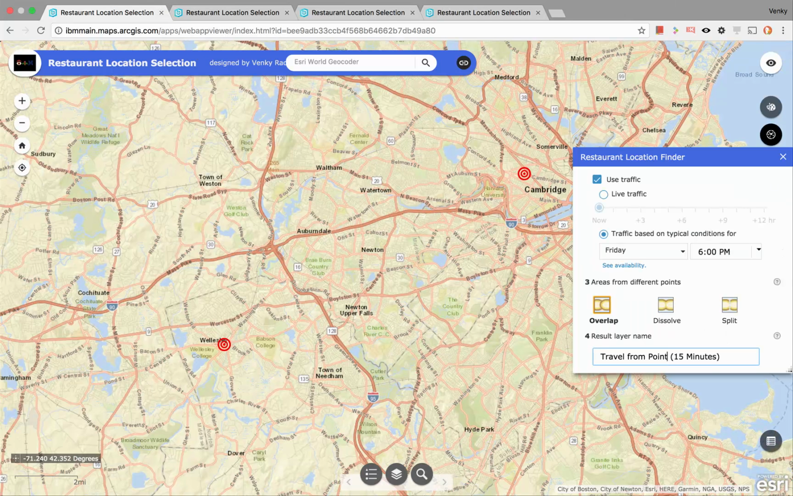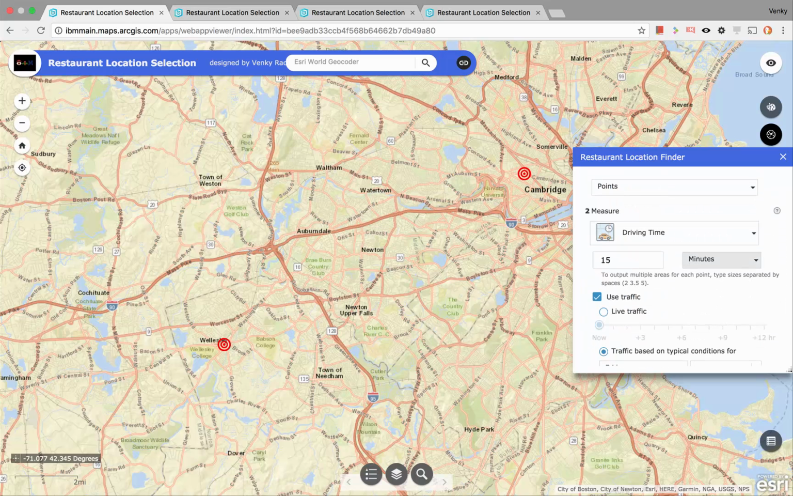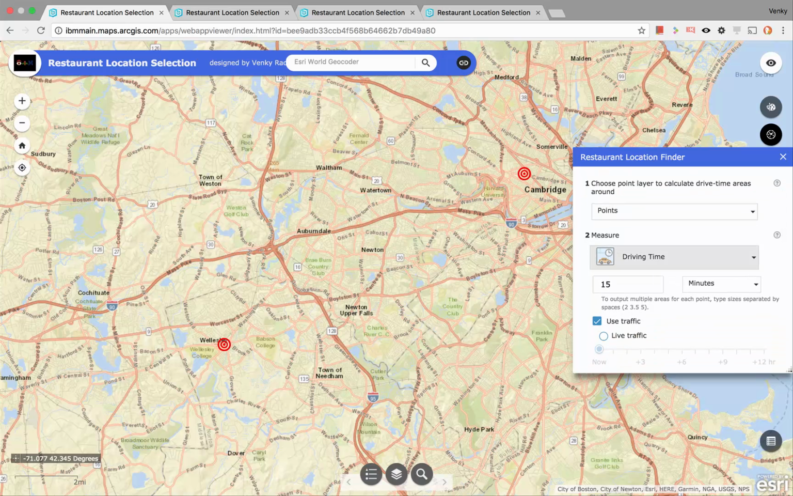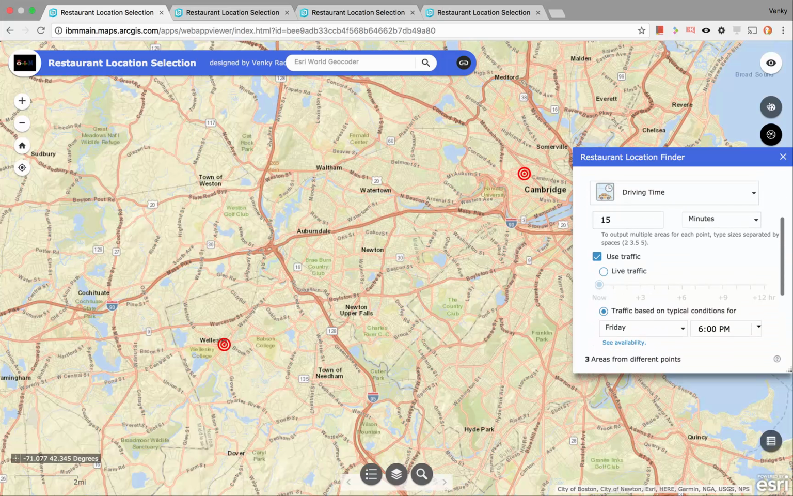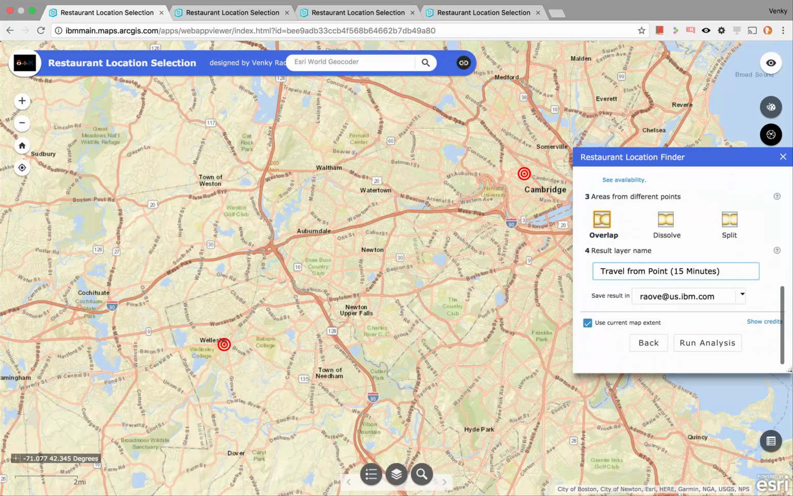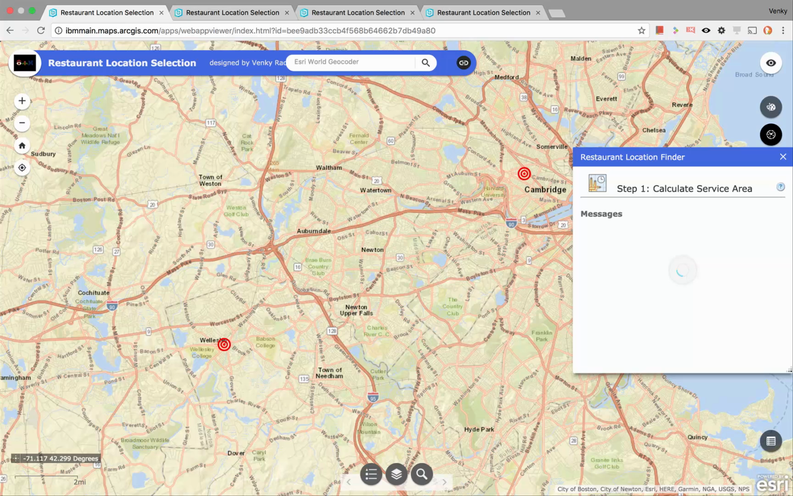Now, it's time to do some geospatial analytics. And we first start with calculating drive time distances to understand what sort of customers each of these locations is likely to attract. To do this, I choose a drive time of 15 minutes and I choose the normal traffic conditions for 6 p.m. on a Friday evening. Let's click the Run Analysis button.